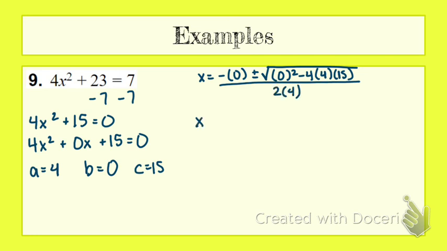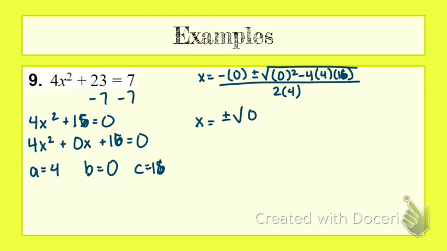So when we reduce this, negative 0 is just 0, and 0 plus or minus anything is just itself. So we're actually not even going to have anything here in this situation. We're just going to have x equals plus or minus, so either positive or negative, square root of 0 squared is 0, negative 4 times 15 is, I'm sorry, that should be 16. All of these 5s should be 6s. 23 minus 7 is 16, not 15.